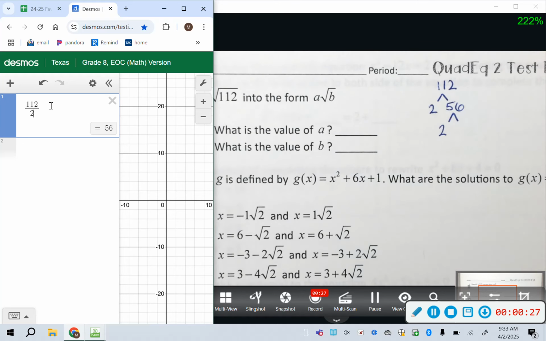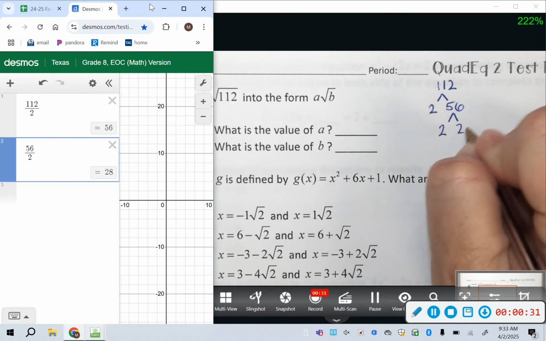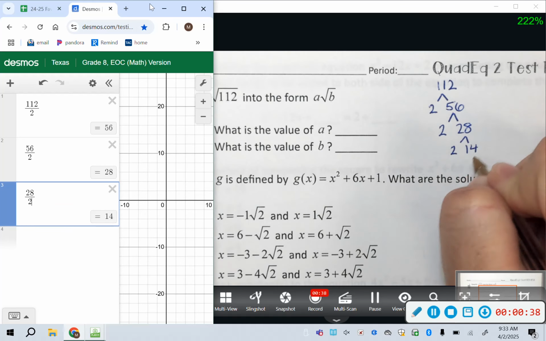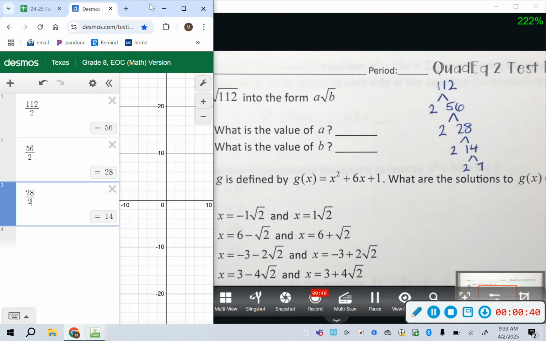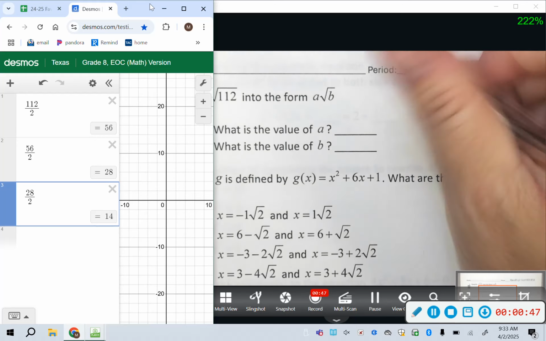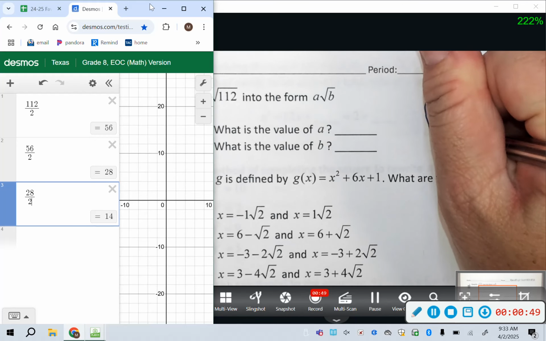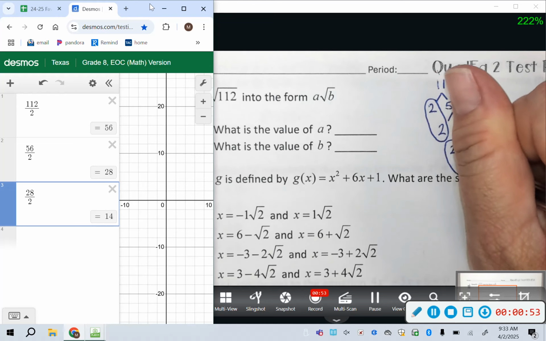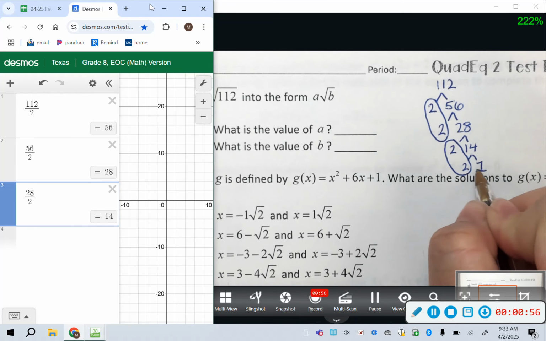I know 2 goes into 56 28 times. 2 goes into 28 14 times, and then 2 goes into 14 7 times. 7 is prime, so we're done with our factor tree. So knowing that, remember, it's a square root, so we want pairs of 2 that match. So there's 2 2s, there's 2 2s, and then there is no pair for the 7, so that's our leftover.